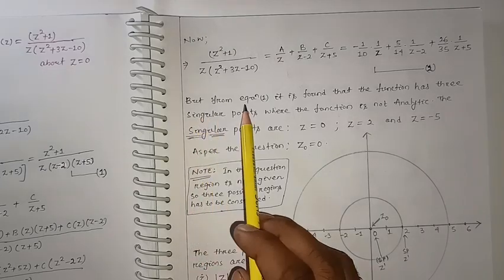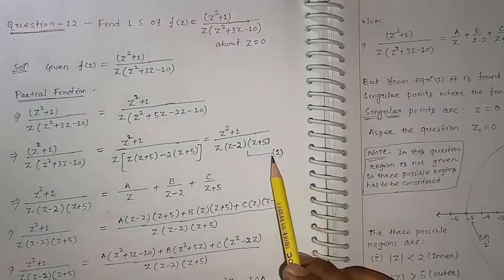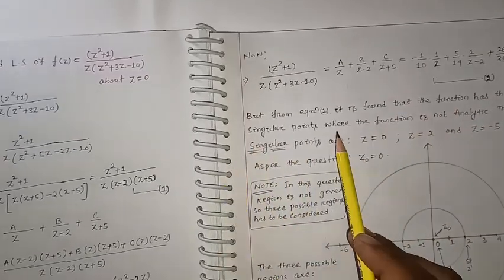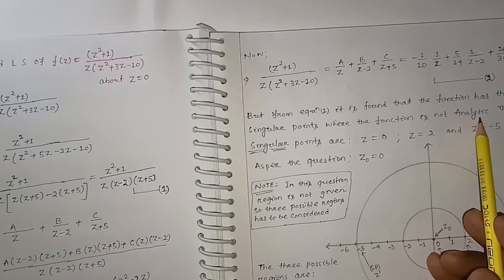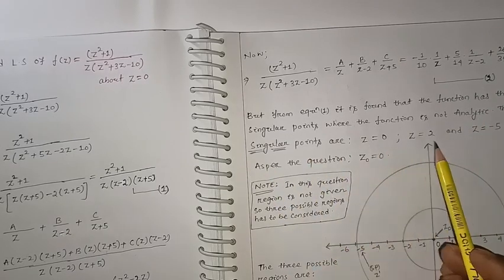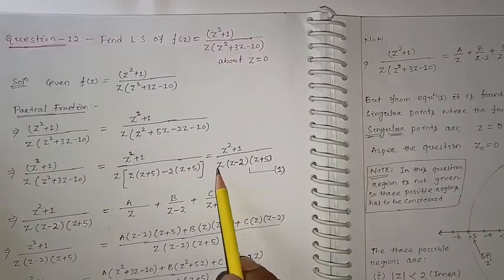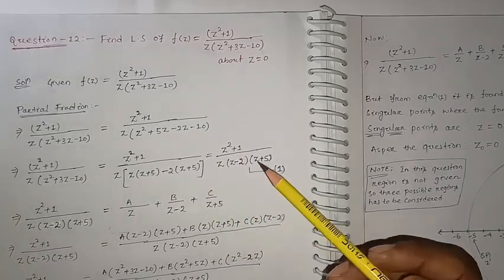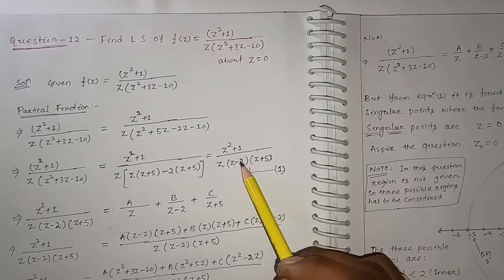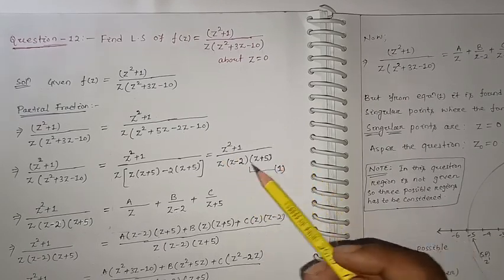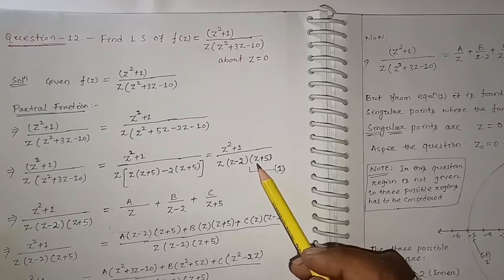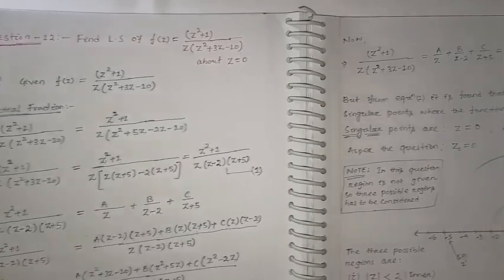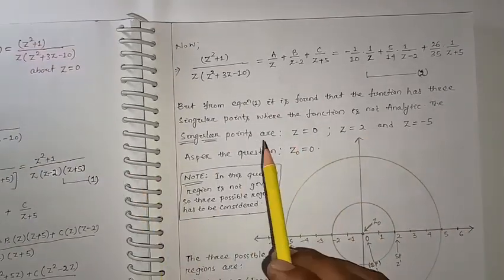But from equation number 1, it is found that the function has three singular points where the function is not analytic. The singular points are z equal to 0, 2 and minus 5. If you put z equal to 0, this term will be 0, so the function could not be analytic or defined. At z equal to 2, this term will be 0, so the function is not analytic. At z equal to minus 5, the denominator will also be 0, so the value will be infinite, meaning not analytic. So these are the singular points of this function.